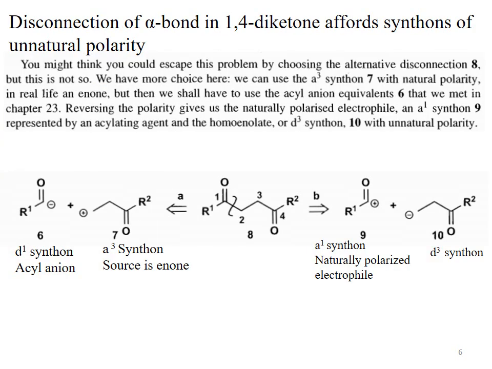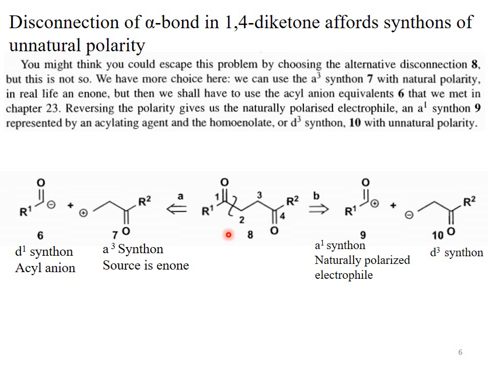Disconnection of alpha bond in 1,4-diketone. The target material is the same, that is 1,4-diketone, as we saw in the previous slide. And in that slide, the beta bond was cleaved. The molecule from the middle was disconnected. But here, we will see the disconnection of the alpha bond, or we can say the first bond. The molecule is not disconnected at the middle, but the alpha bond with respect to one functional group is disconnected.